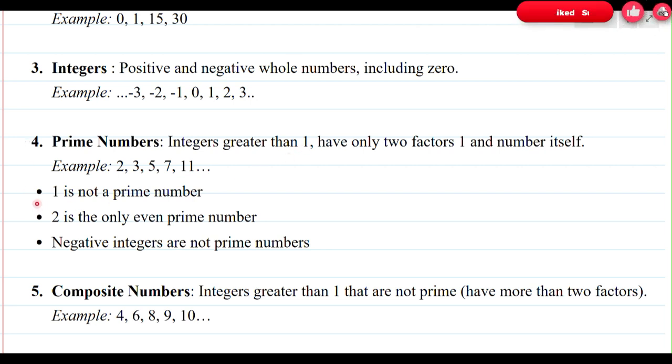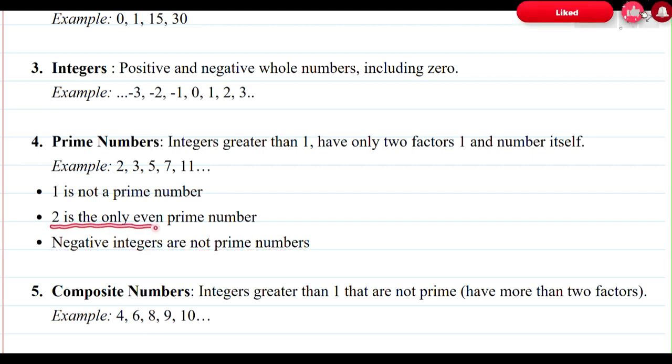Okay, so now the most important point about prime numbers: 1 is not a prime number. 2 is the only even prime number. So all the other prime numbers are odd prime numbers. Only 2 is the even prime number, right? Negative integers are not prime numbers. For prime numbers, integers are always greater than 1 and positive, right? So negative integers are not included in the category of prime numbers, right?